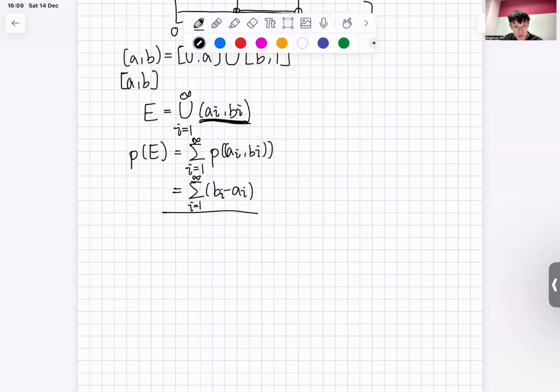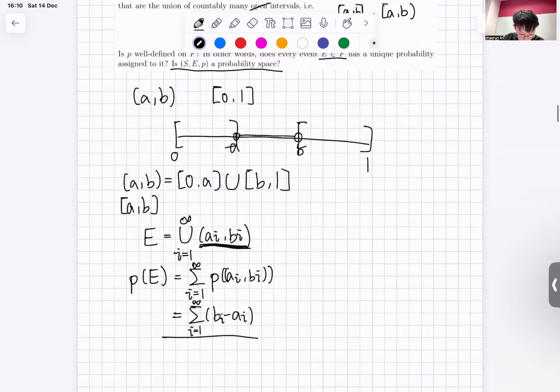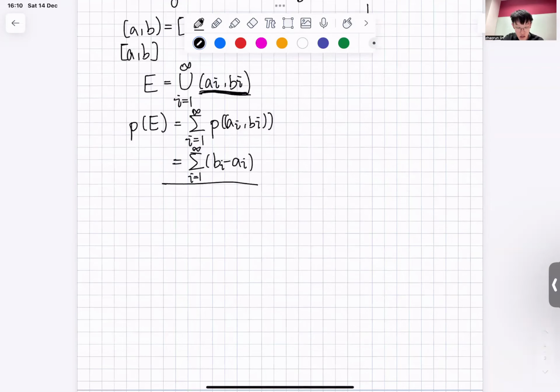And now we want to show that (S, F, P) is a probability space. As in the lecture, we want to show that (S, F, P) is a probability space.